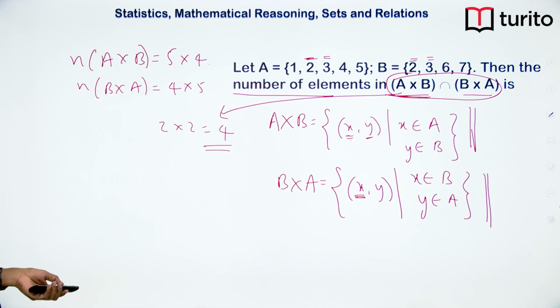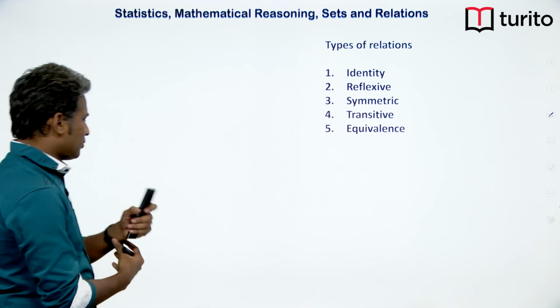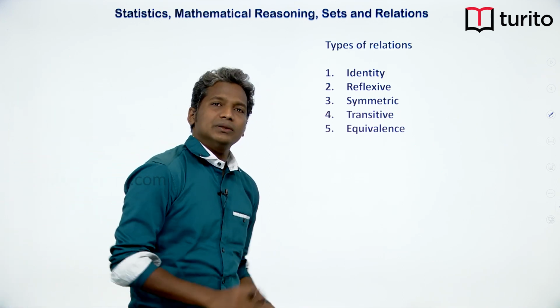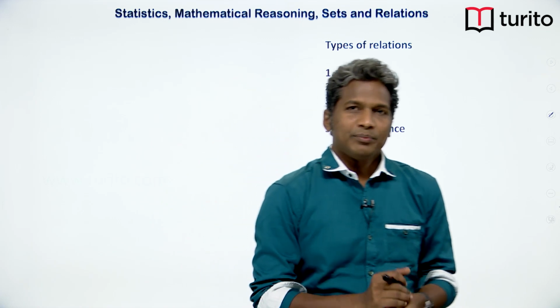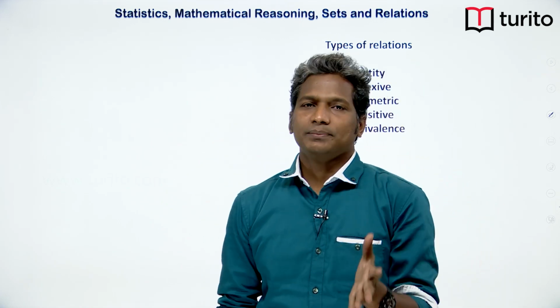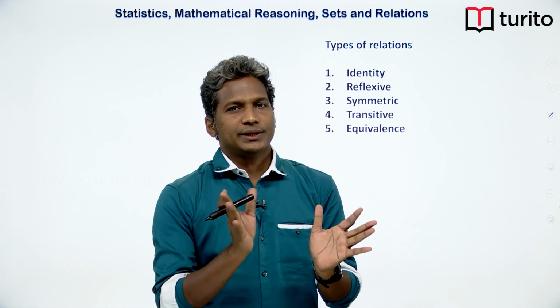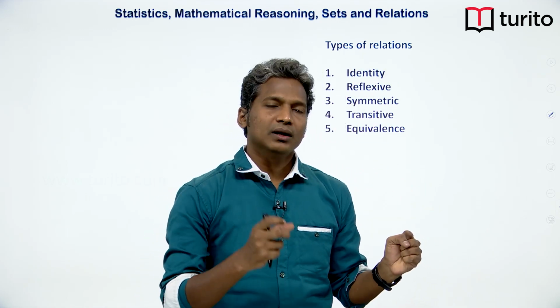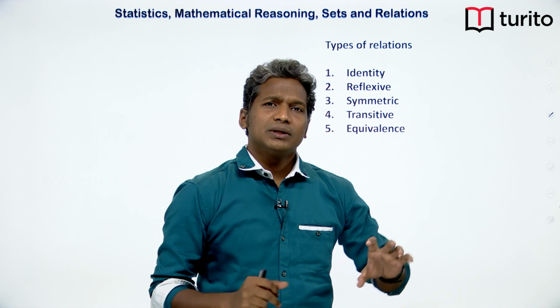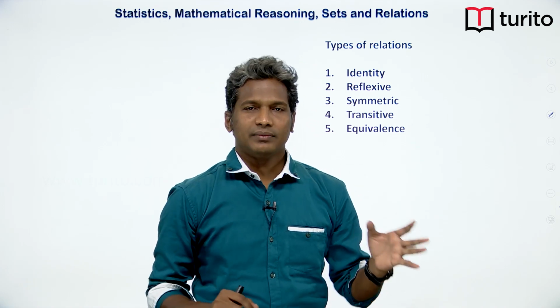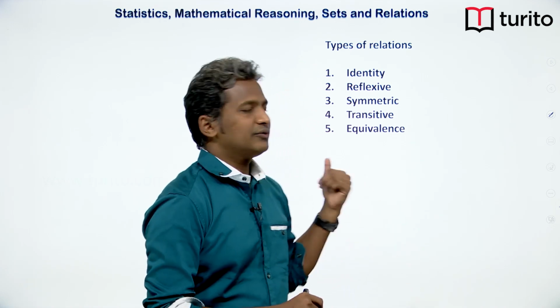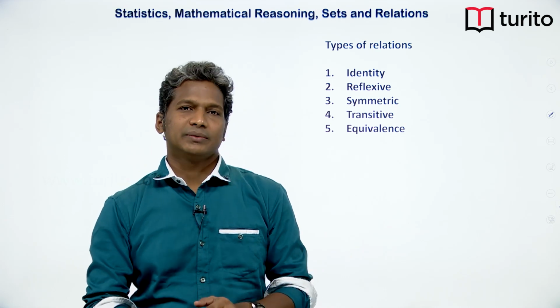Okay. So, before I go to the next question, let me explain the relations first, because most of the questions that come from the sets and relations chapter are of 2 types. One type is questions based on set theory, Venn diagrams, A cross B. Out of them we have already solved one question.